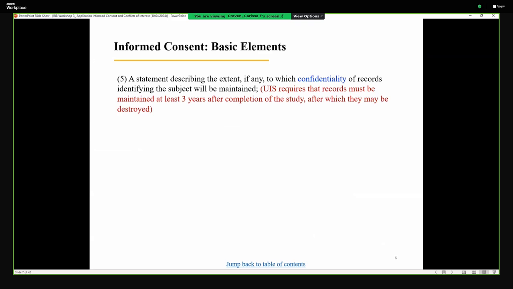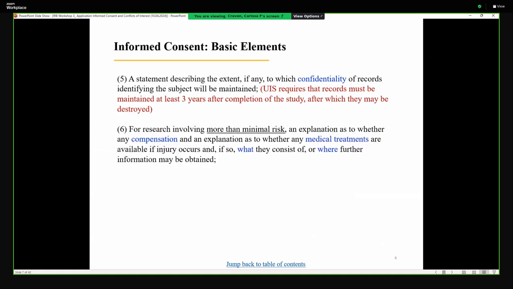If they are having information maintained, they need to know how you are keeping things confidential and the extent that it will be maintained. With that, UIS IRB policy does require that records are maintained at least 3 years after completion of the study, and that should be in your informed consent form. The only exception for that is if it is sponsored research and the sponsor requires it to be deleted earlier than that 3 years or maintained longer.